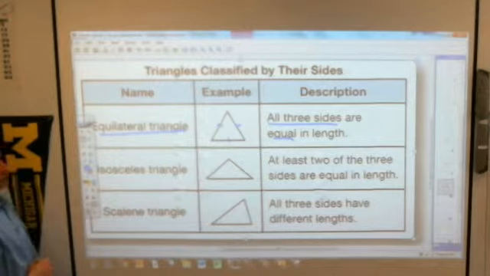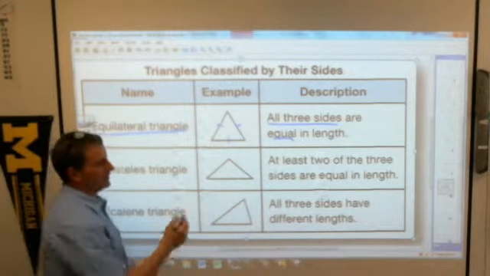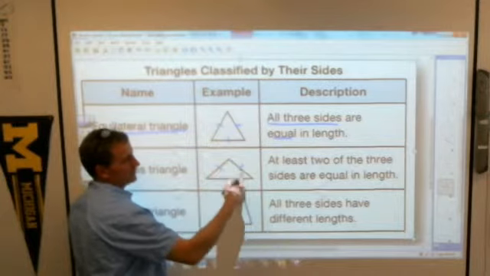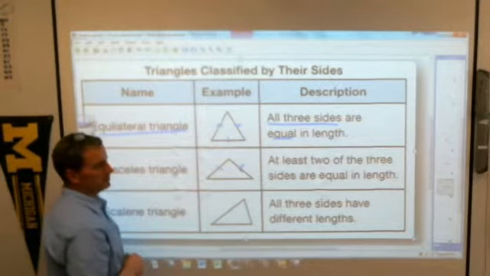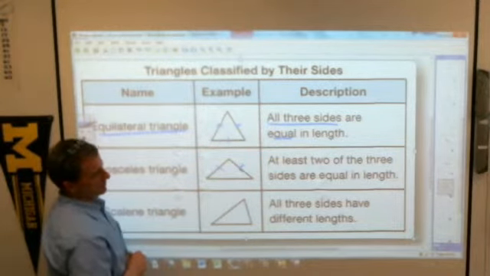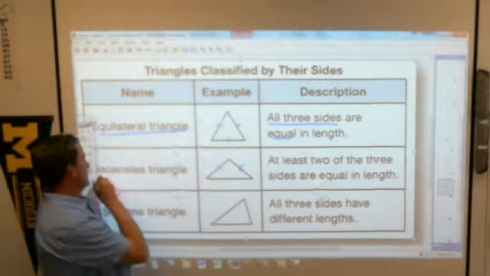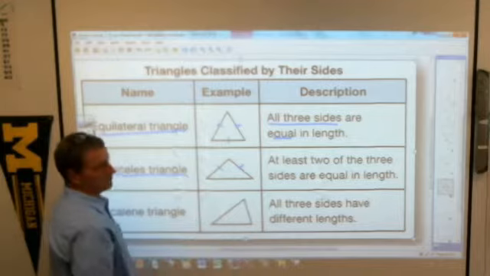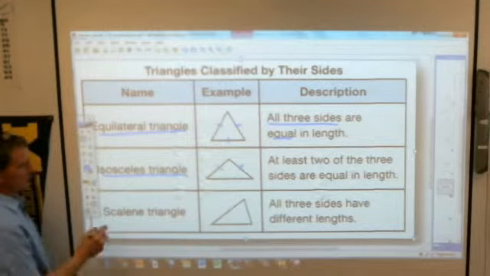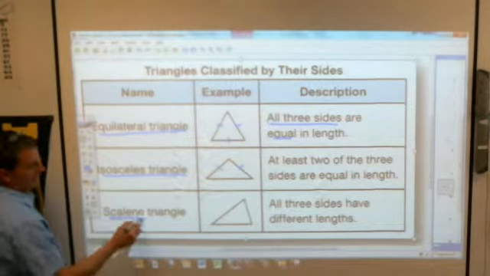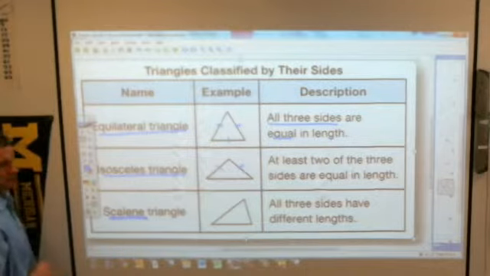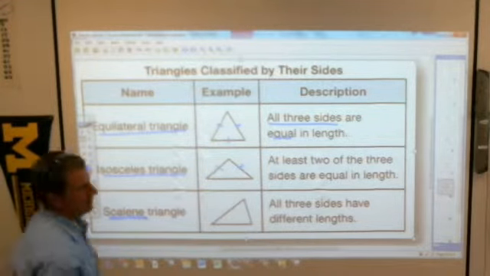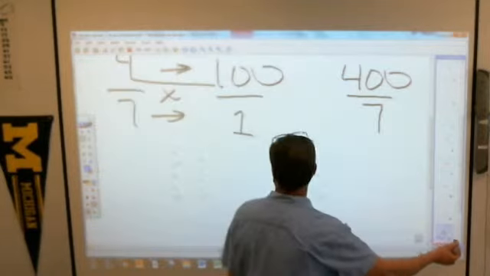If it has two sides that are equal, and a lot of times, like I said on my quizzes, if you put a hash mark through those two, that means those two sides are equal. It is isosceles. And if no sides are equal, it is scalene. That is based on their sides. And then the other one is based on their angles.